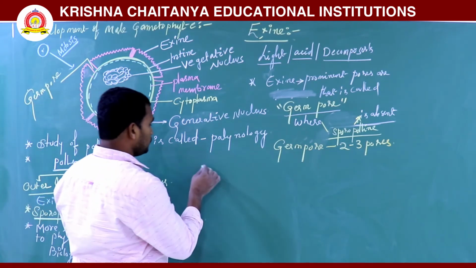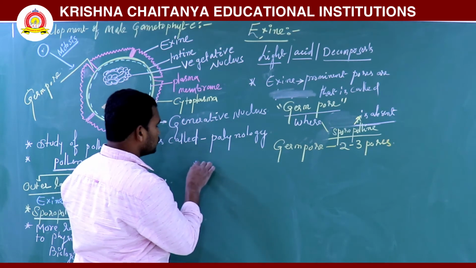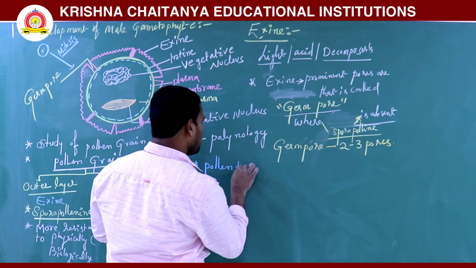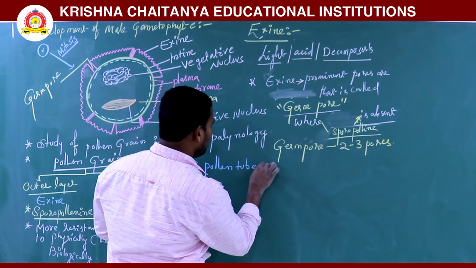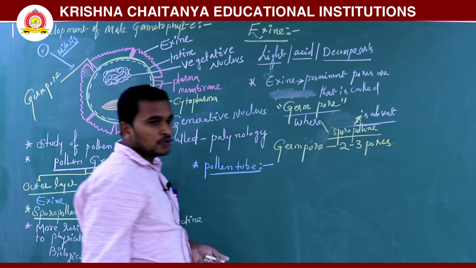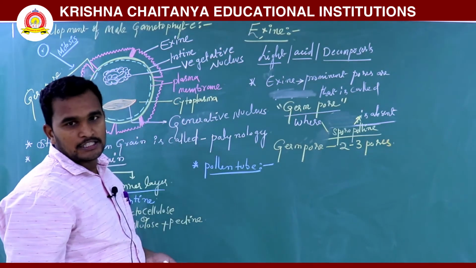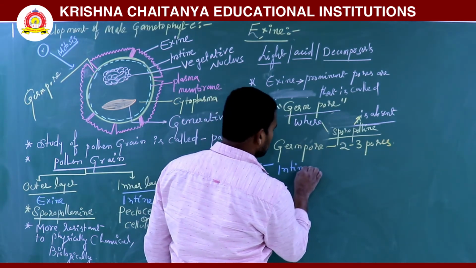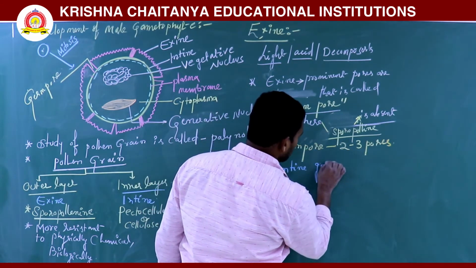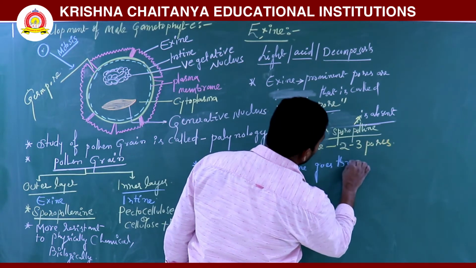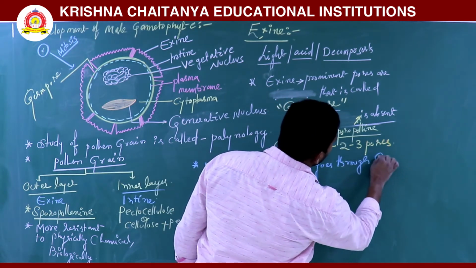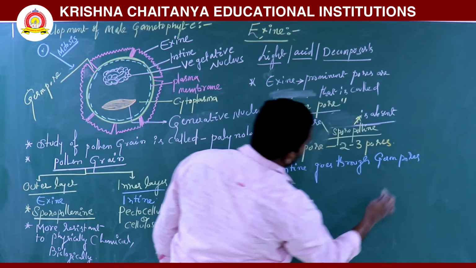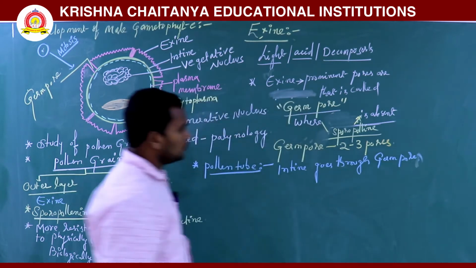Next we will discuss how the pollen tube germinates. The intine grows through the germ pore. The intine goes through the germ pore.